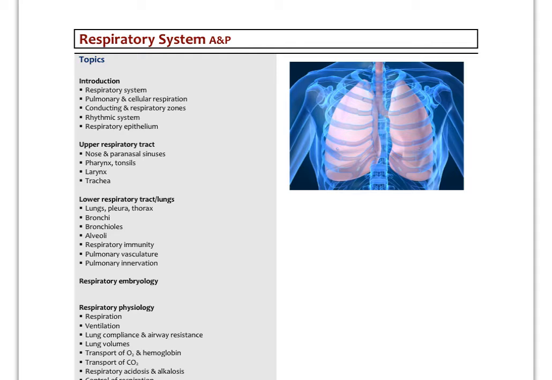And then in coming videos, we'll look at the upper respiratory organs, the lower, and then talk a bit about the generals of respiratory physiology.